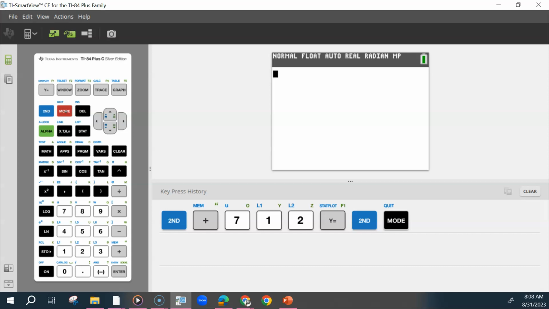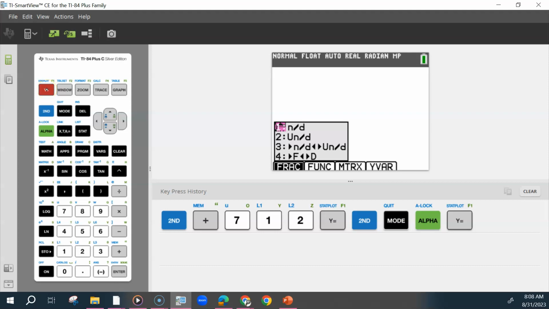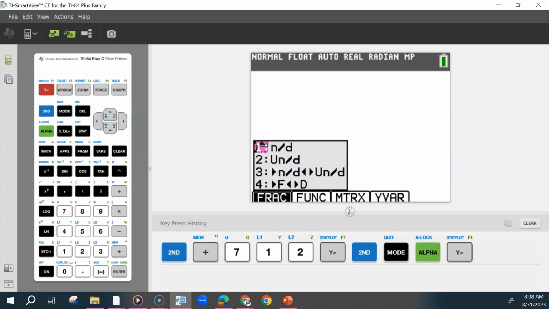We talked about how to put in variables. Alpha, y equals. We're really going into the F1 menu. But alpha, y equals will give you your fraction menu.